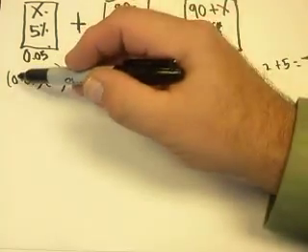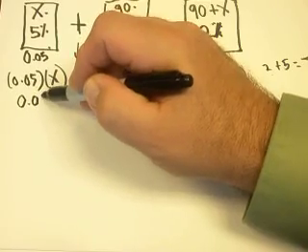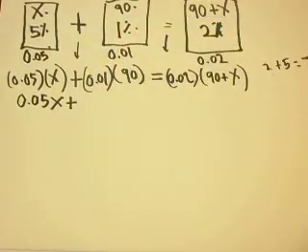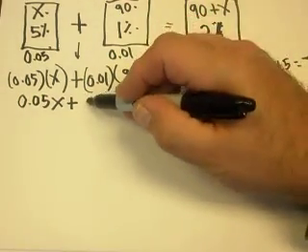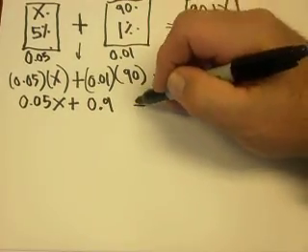Now let's do our multiplication. 0.05 times x, that's pretty simple. I don't even need a calculator for that one, 0.05x. Bring down my addition sign, and I've got 0.01 times 90, that's 0.9. Bring down my equal sign.